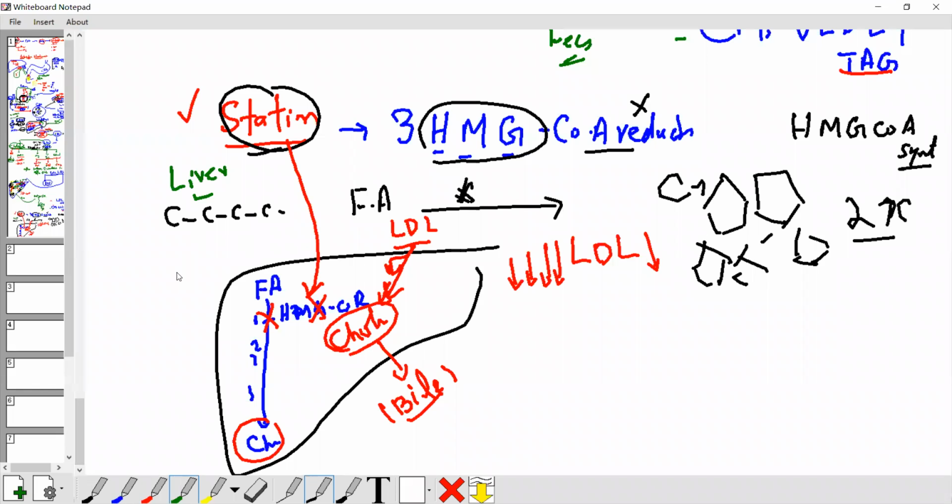So what is the side effect of statin? Hepatotoxicity, because this drug acts in the liver and can cause hepatotoxicity, hepatitis. It's a hepatotoxic drug. Understand? The site of action of statin is the liver, so in the liver they can damage the liver itself.